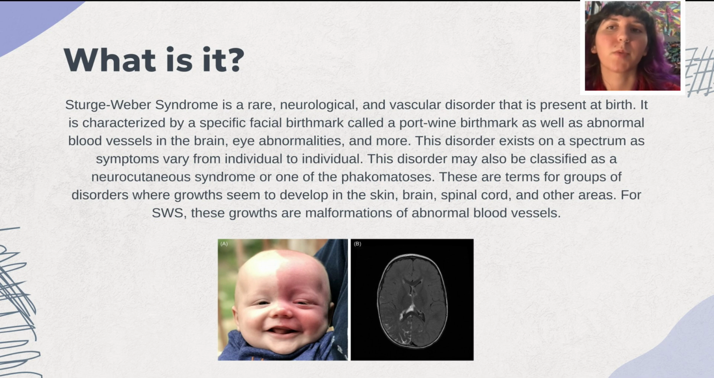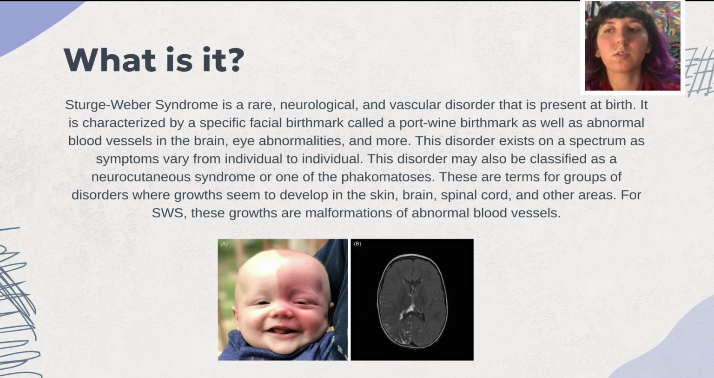So what is Sturge-Weber syndrome? It is a rare neurological and vascular disorder that is present at birth. It is characterized by a specific facial birthmark called a port wine birthmark, as well as abnormal blood vessels in the brain, eye abnormalities, and more. This disorder exists on a spectrum as symptoms vary from individual to individual.